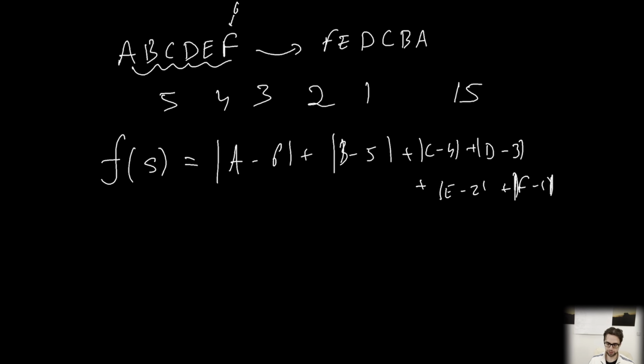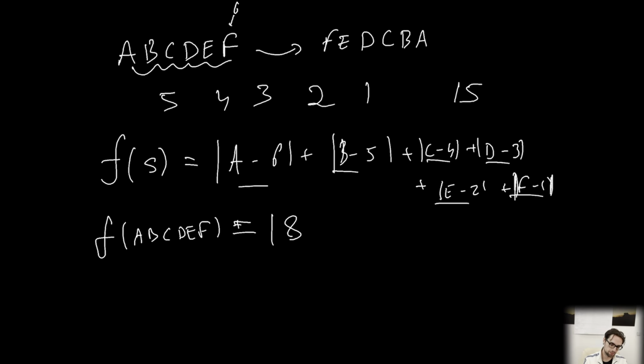Initially, what is its value? Its value is, so f of A, B, C, D, E, F is going to be equal to 5 plus 5, 3 plus 3, 1 plus 1, which is equal to what? That is 18. Okay, what happens on a turn?